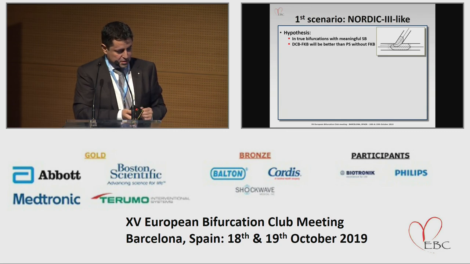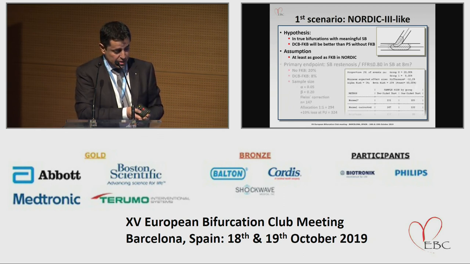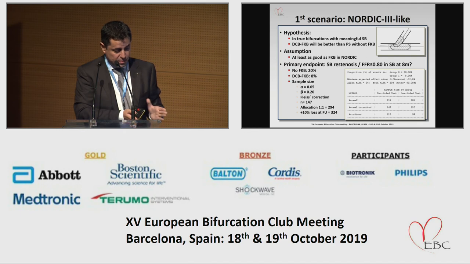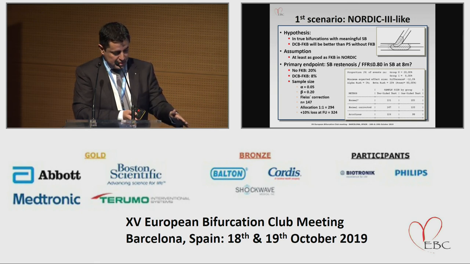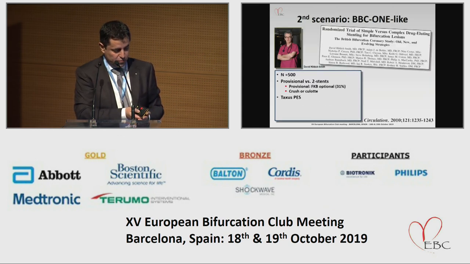If we go for this hypothesis of using a drug-coated balloon in final kissing in true bifurcations with a meaningful side branch, we could assume that this strategy would be as good as final kissing balloon in Nordic, using an angiographic endpoint of side branch restenosis. Eventually we could guide it also by physiology, by FFR or any other surrogate. Using these incidences of events, we would need 324 patients, including 10% loss to follow-up. This is probably the most convenient design.